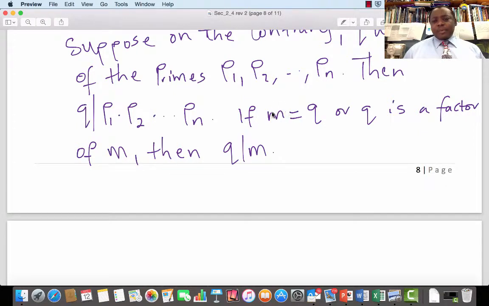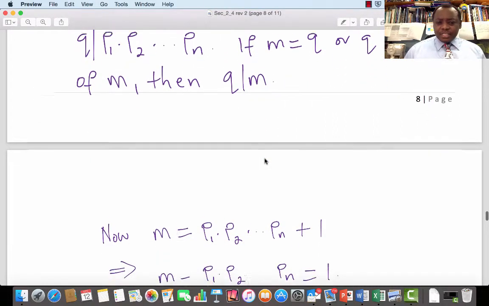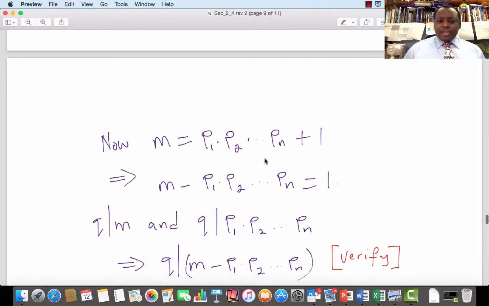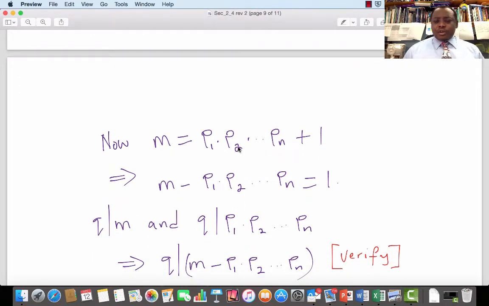Now, if m is a prime number q, then q divides m because m divides itself. Or if q is a factor of m, then q divides m. So in either case, q divides m. q divides the product of the primes P1 to Pn, and q divides m. Interesting. Now recall that we defined m as the product of the existing primes P1 to Pn plus 1. Now that implies m minus P1 times P2 right up to Pn equals 1.